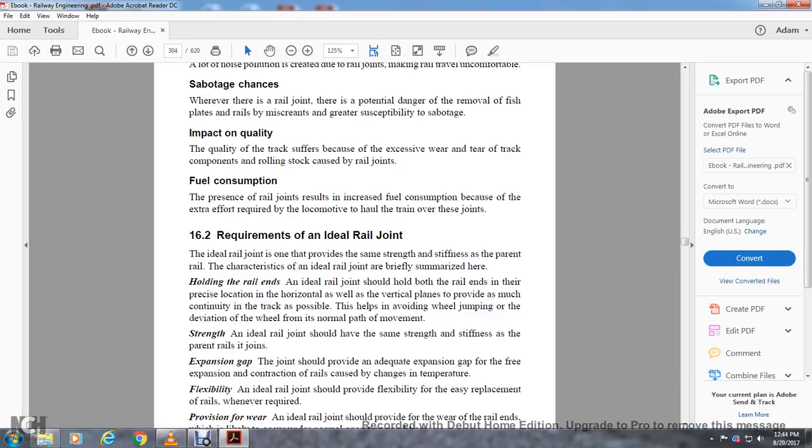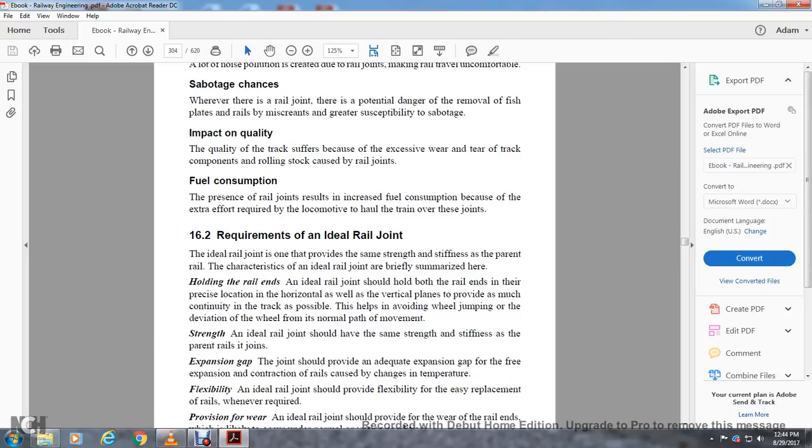16.2 Requirements for an ideal rail joint. An ideal rail joint is one that has the same strength and stiffness as the parent rail. The characteristics of the ideal rail joint are briefly summarized here. Holding the rail ends: an ideal rail joint should hold both the rail ends in position, in the horizontal as well as vertical planes, to provide as much continuity of the track as possible. This helps avoid the wheel jumping or deviating from its normal path of movement.